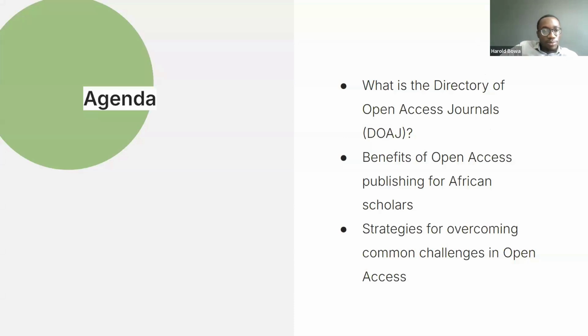Fantastic. So what I will be covering: what is the Directory of Open Access Journals, or DOAJ, as some people pronounce it. What are the benefits of open access journal publishing for African scholars? And then what are the strategies for overcoming common challenges in terms of open access?